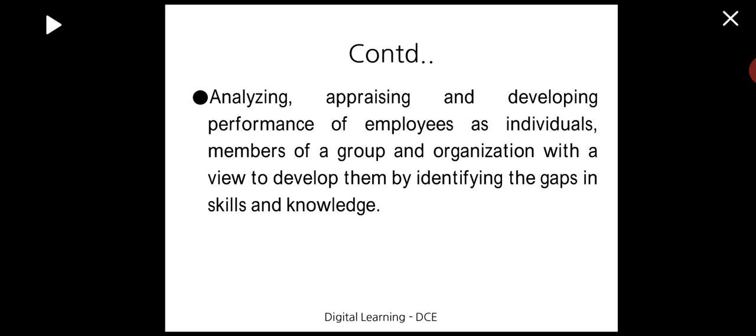analyzes, appraises, and develops the performance. How? As an individual, as a member of group, and as a member of organization, and by identifying the gaps in skills and knowledge, what they are already having and what they want to have or what they would like to have to achieve organizational goals. So this comes under human resource development.